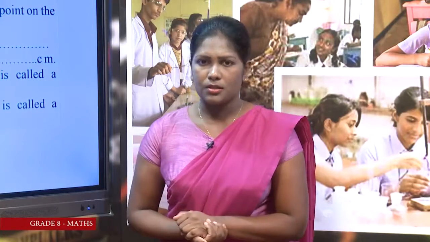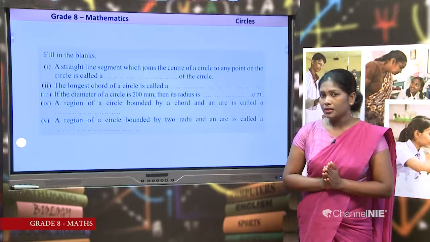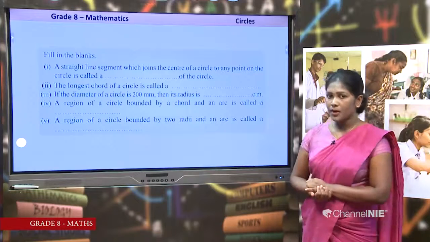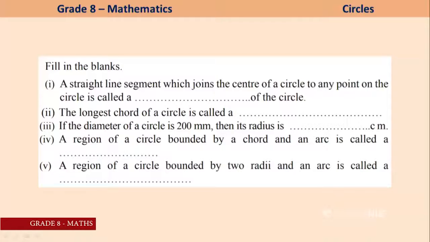What is the second question? Fill in the blanks. Can you join with me? Yes. Try to do the first one. First read the question, then you can do that. A straight line segment which joins the center of a circle to any point on the circle is called a blank of the circle. Think about the answer. Yes. This is radius of the circle.